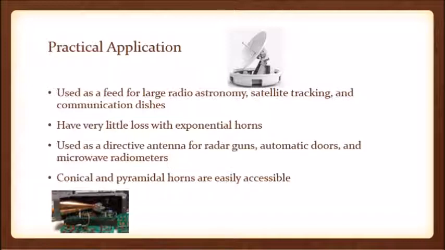The pyramidal and conical horn are ideal for these situations because they are so accessible, they're cheap, and they work for the distance that they are given. There is not much loss for the small distance that they are being used, so that's why they work in these situations. As you can see at the bottom, there's a radar gun that has a conical horn antenna.